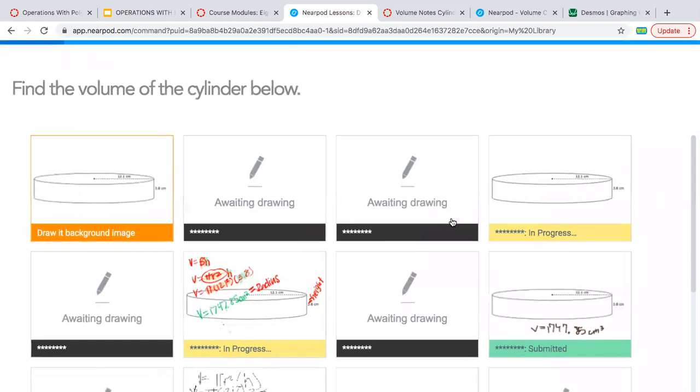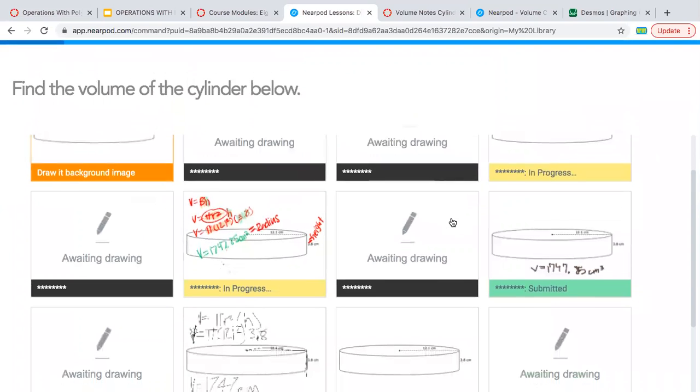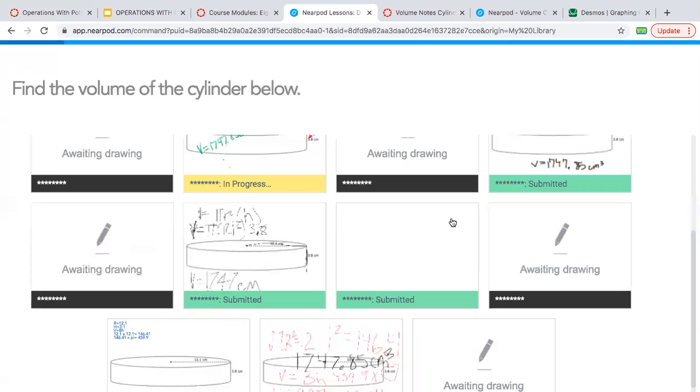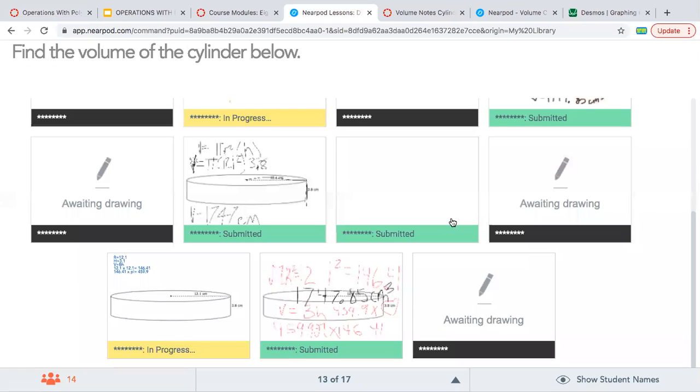Ooh, some of y'all got those skills. Some of y'all's handwriting looks better than mine. Yeah, if you did it on paper, that's all good. Good. Good. I like what I see.